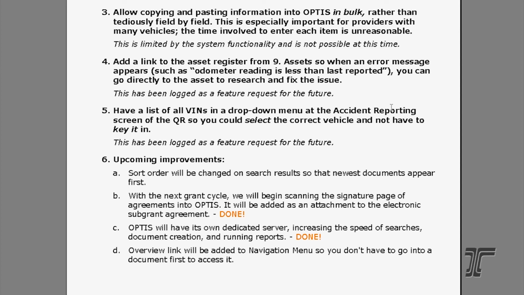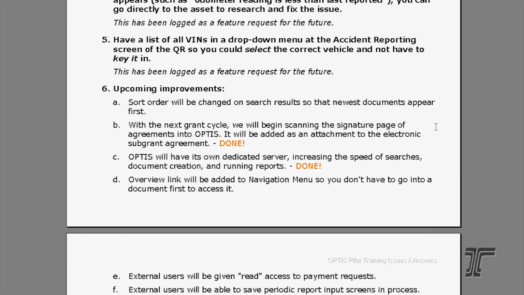That's been logged as a feature request, as has having a list of all VINs in the drop-down menu at accident reporting, so you wouldn't have to key it in. Since OPTIS already keeps track of all your vehicles, it'd be nice if you could just have that there, and when you have an accident, you could just choose the right one instead of having to key it in. And that also has been logged. And then this is upcoming improvements.